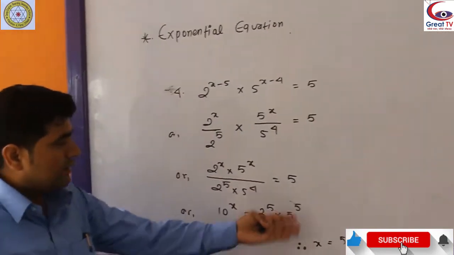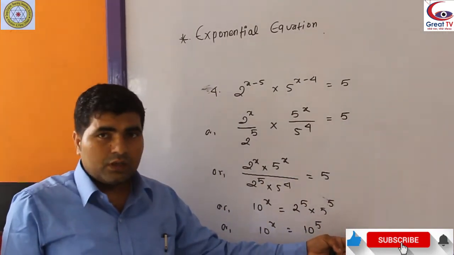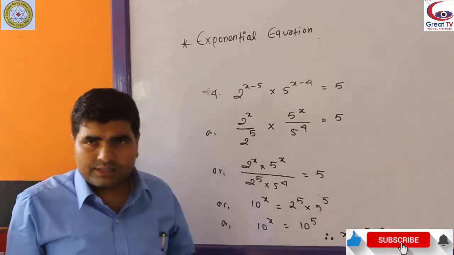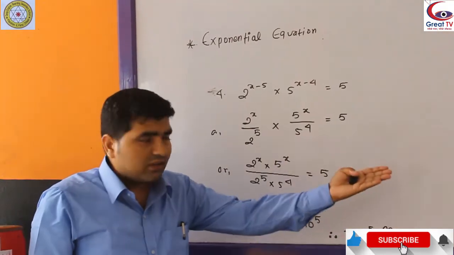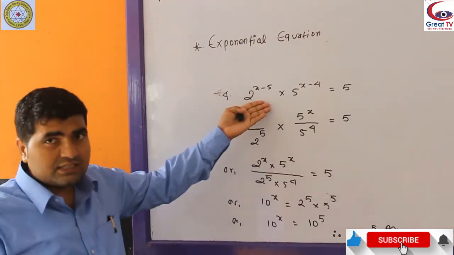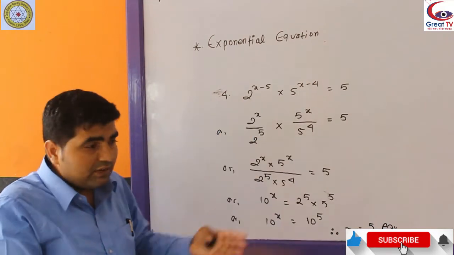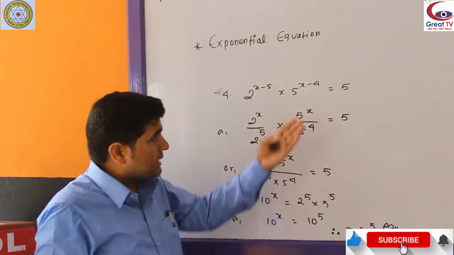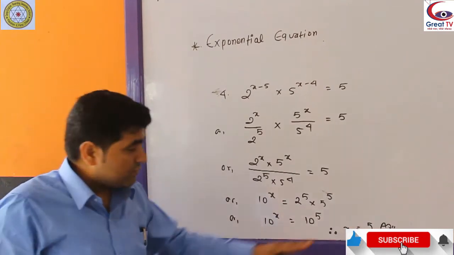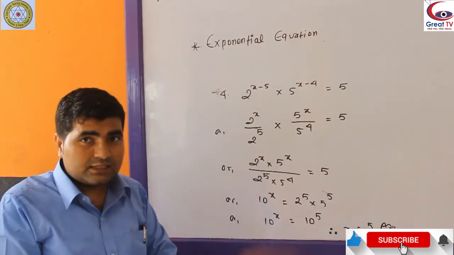You can check this too. To confirm whether this solution, x equals 5, is correct or not, you can check by putting the value x equals 5 in that equation. If LHS and RHS are the same, then this is the solution and it is correct. It satisfies that equation.